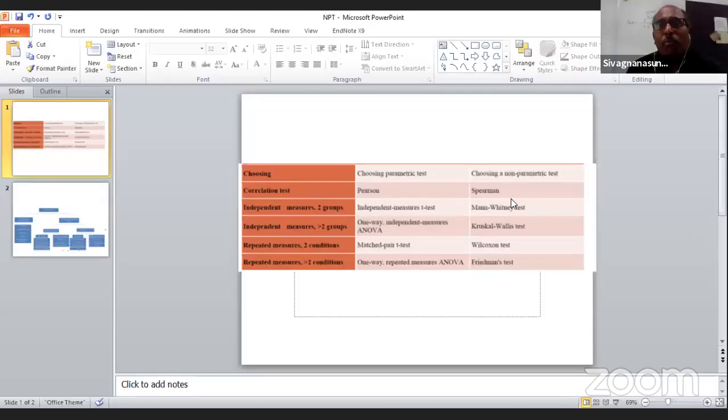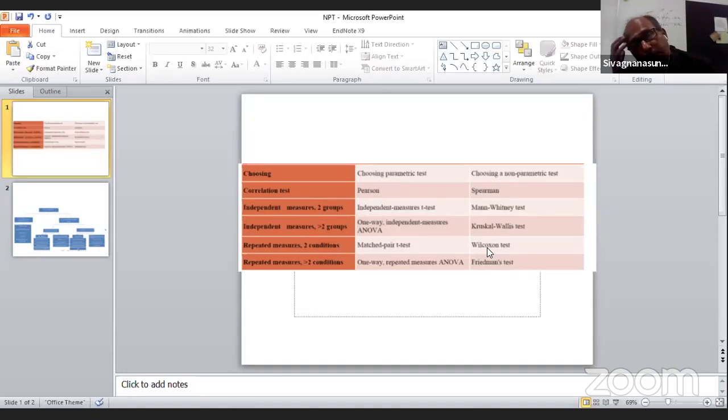So we are done with Mann-Whitney. We are done with Kruskal-Wallis. So next we are looking at matched pair t-test. The equivalent of matched pair t-test for non-parametric is the Wilcoxon test.